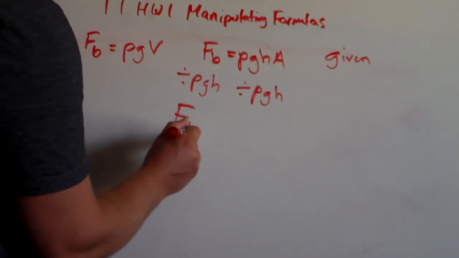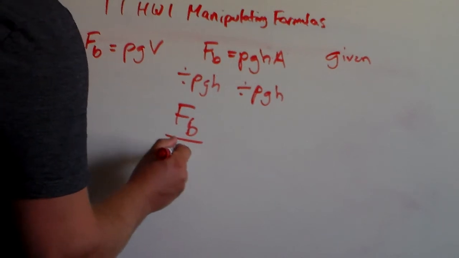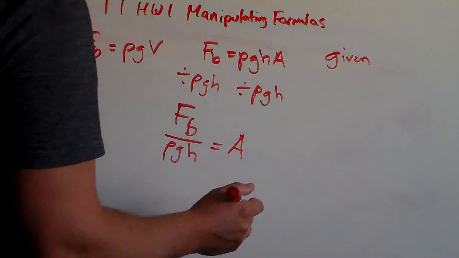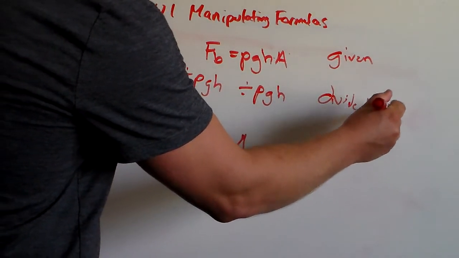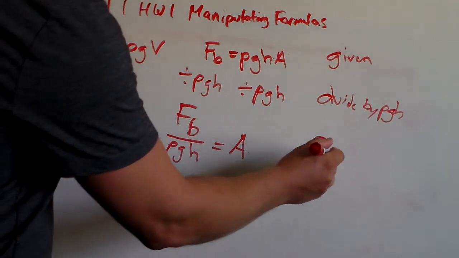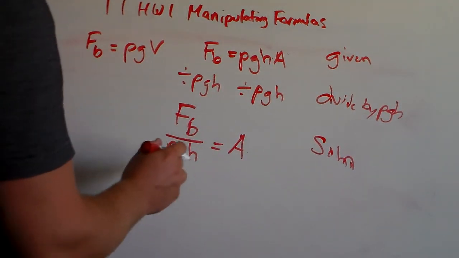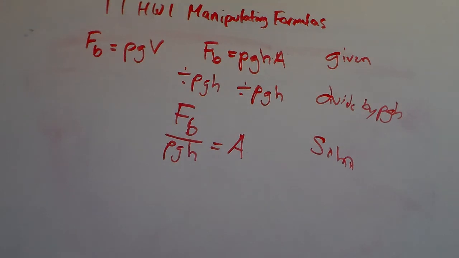So we get FB divided by PGH, and it's equal to A. So we divided by PGH to both sides of the equation, and we got ourselves our solution. A is all by itself. A equals FB divided by PGH. And that's our solution to number 8.